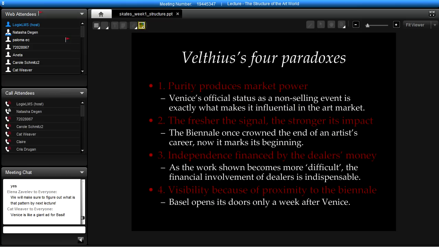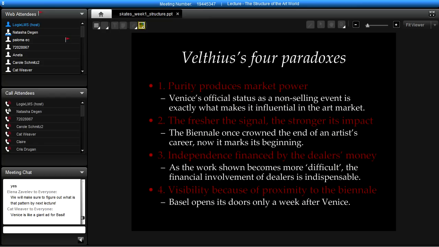So the fact that Venice purports to be a non-selling, non-commercial event actually makes it more influential in terms of the market. The fact that an artist is chosen ostensibly for non-commercial reasons, you know, they're selected usually by a prominent curator in their home country, makes it, in the eyes of many collectors or dealers and so on, more legitimate or more valid.